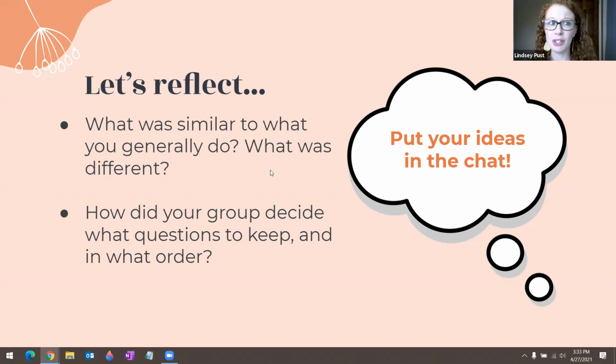But what was similar, in that sequencing of questions and starting with a goal or a summative prompt and kind of working backwards or looking at comparing two texts, a text and a visual text? What is similar to what you generally do? What was different? An additional question: how did your group decide to keep this question versus this question, or how to put it in what order?